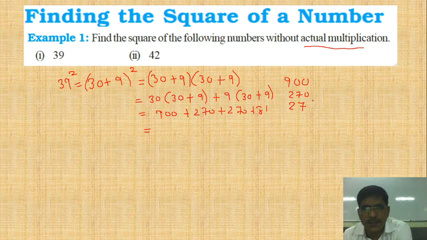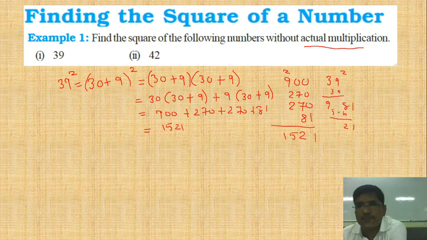So for checking purpose, we can know 39 squared. So 81, 9, 27, 54. 1, 5, 2, 1. Okay, so the formula related to it is A.